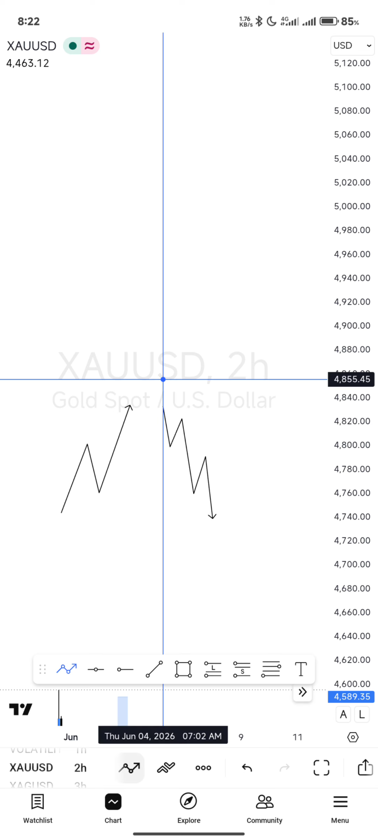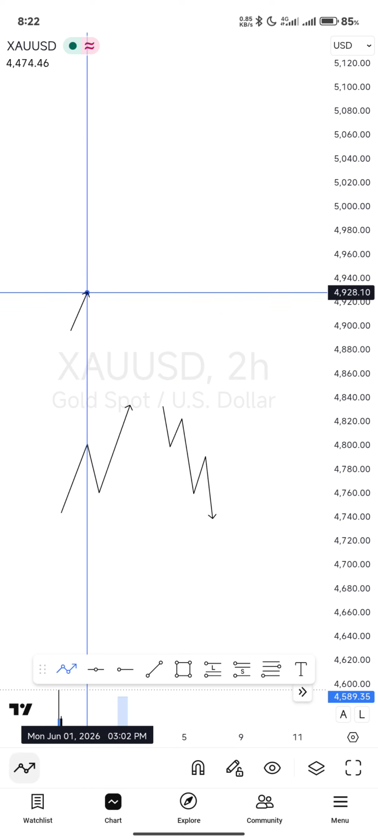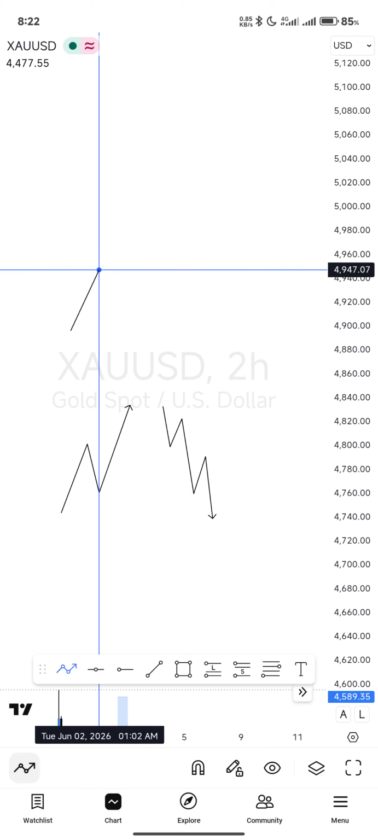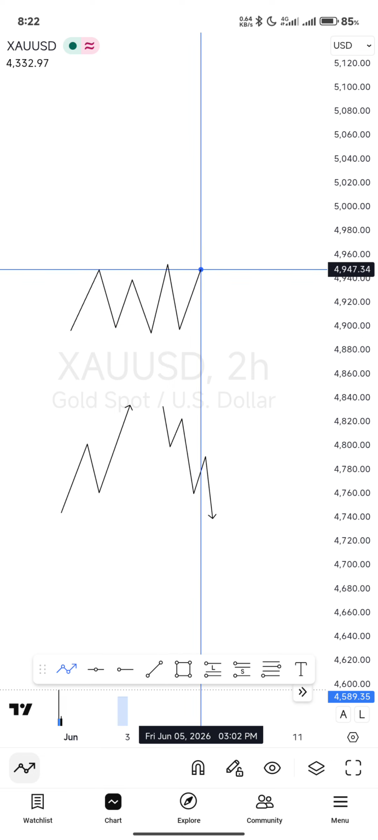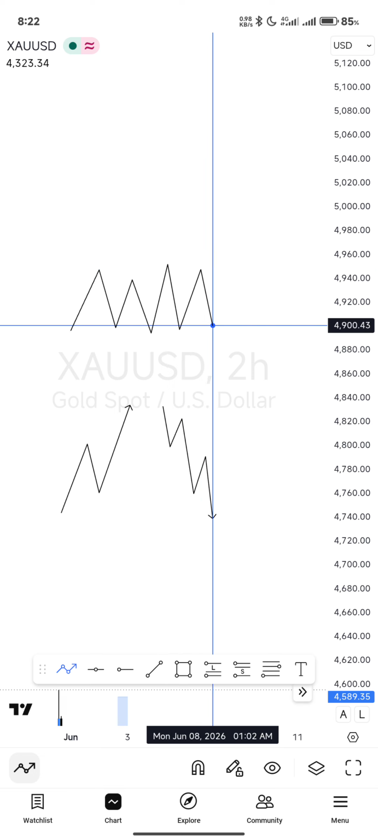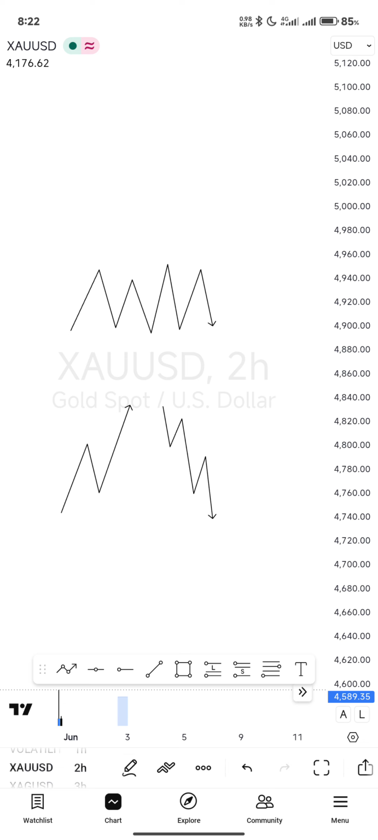Now, when it comes to a ranging market, where the market is consolidating, it usually just makes highs and lows. So there is no definite direction. It's not making new highs or new lows. It's just within a range. So we call it a consolidating or ranging market. These are the only three phases or structures you will see in the forex market.